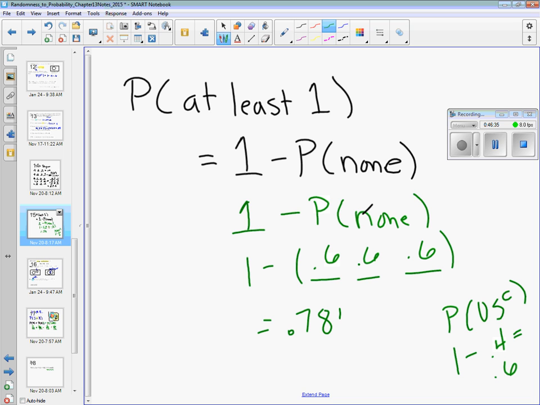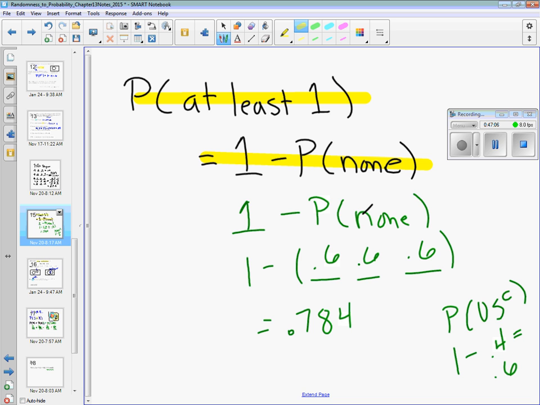But to me, this is a heck of a lot easier than trying to put all the outcomes together. Okay? So again, what's the key phrase that told us to use the complement? At least one. Okay? So again, this is what's important here. This is key. And this comes up several times in this unit. Okay? So you have to be able to recognize it.